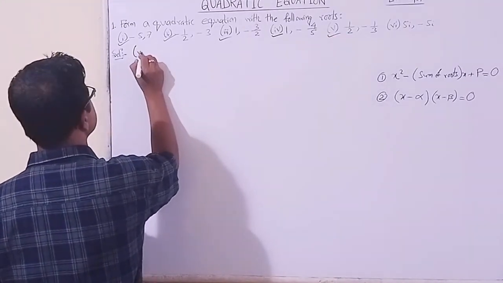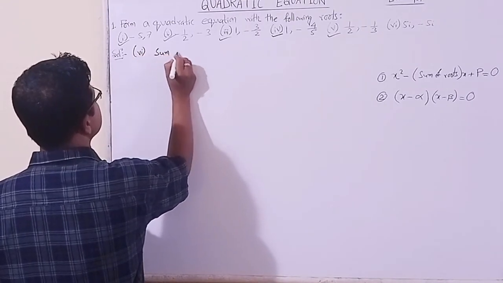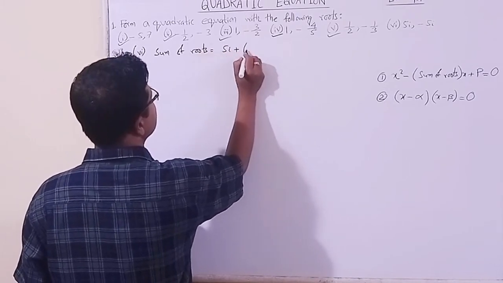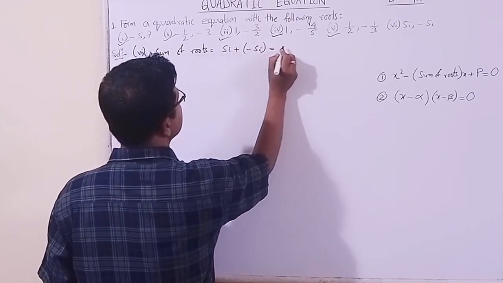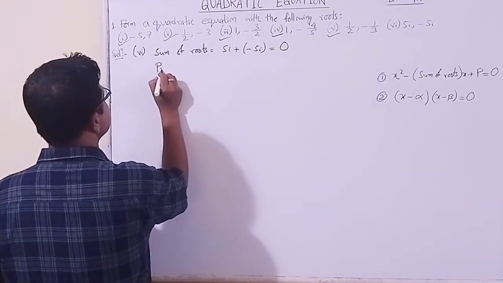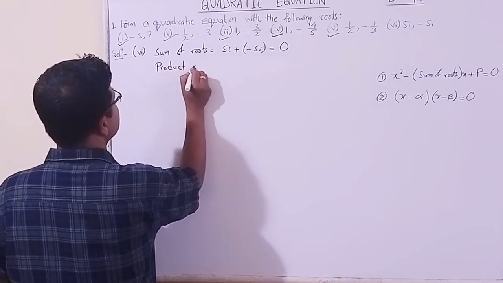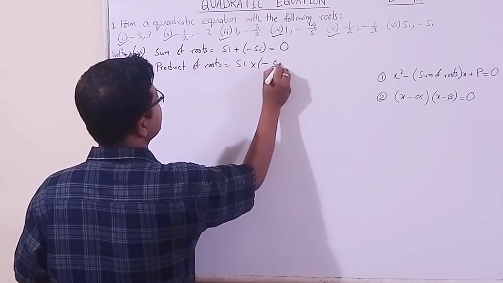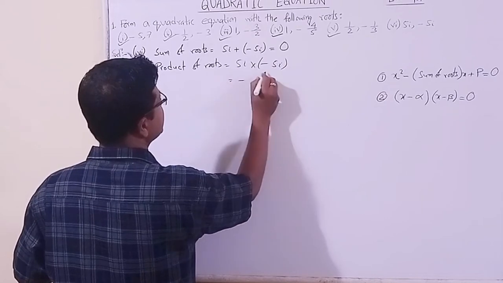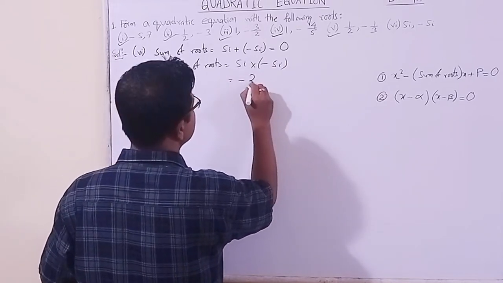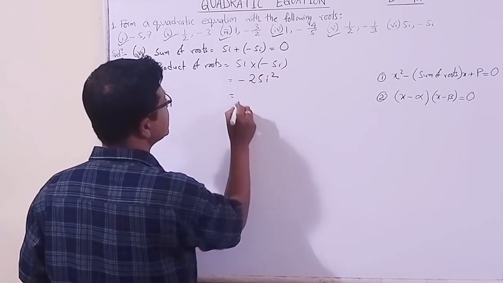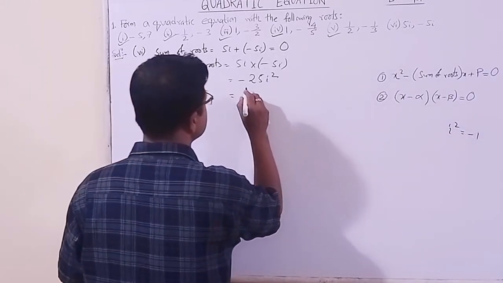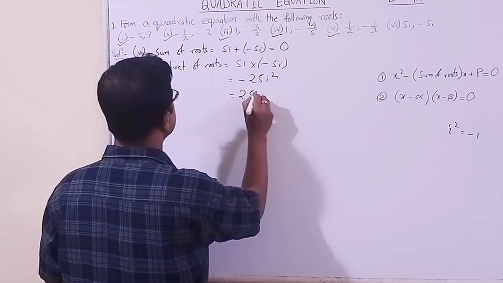Now dear students, we have just completed question number 5. Now let us move to number 6. Here sum of roots is how much? 5i plus minus 5i. They are equal and opposite, so it is 0. Product of roots, we shall multiply them: 5i into minus 5i. Okay, minus 5 into 5, 25, i into i, i square. Now what is the value of i square? You know it. i square is equal to minus 1. So minus 1 into this minus 25 is plus 25. Alright.